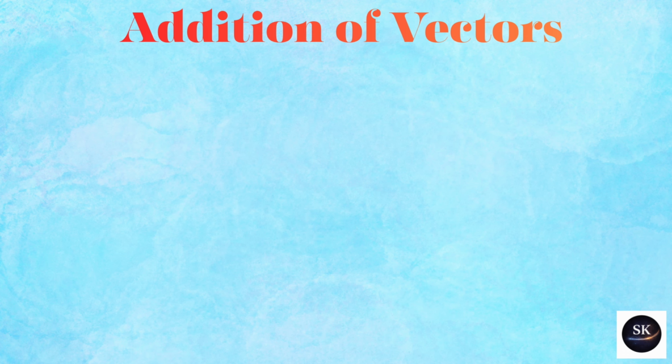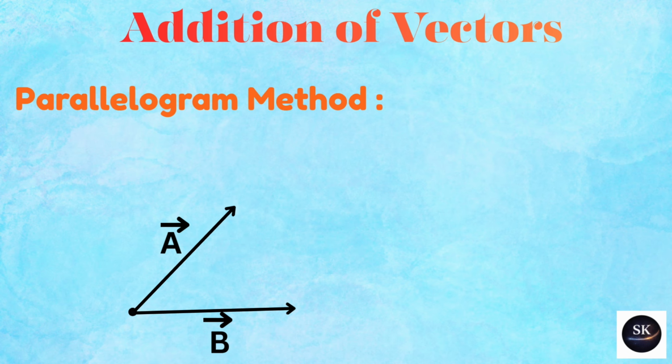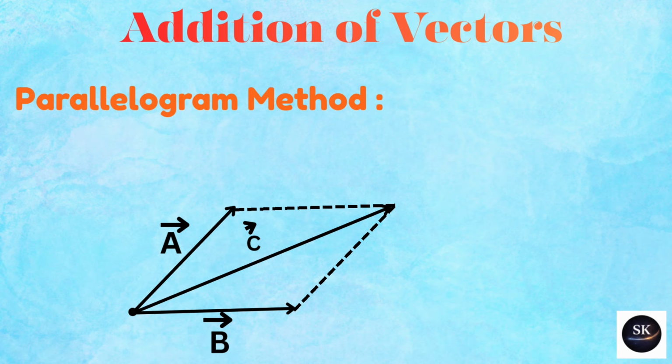Second method of adding vectors is called the parallelogram method. It involves drawing the vector B so that it is tail to tail with A, and a parallelogram is constructed using these two vectors as adjacent sides. The diagonal C of the parallelogram represents the resultant sum of vectors A and B.